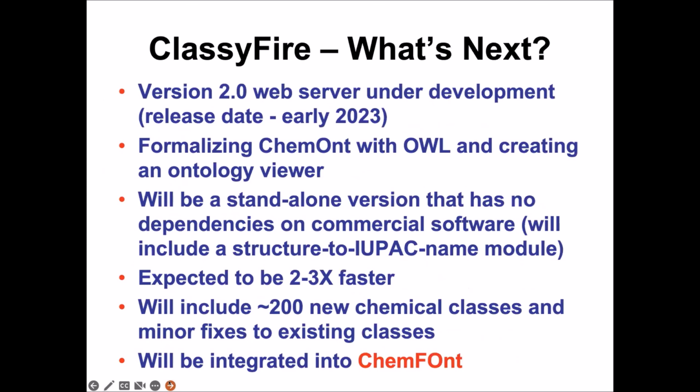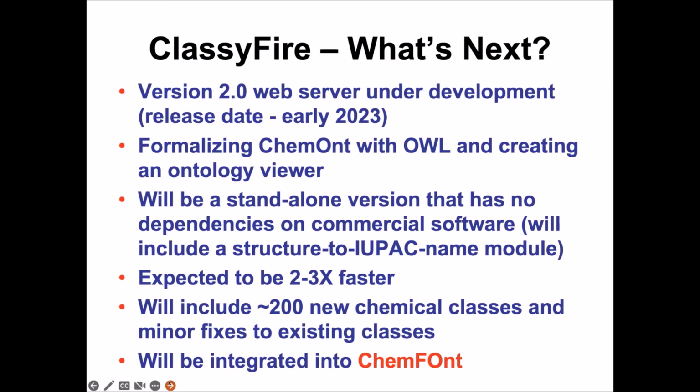Over the next year, we're updating ClassyFire version 2. Hope to release in early 2023. We'll formalize it with an OWL and create an ontology viewer. We are also writing ourselves out of JChem so that it can be a standalone server, so it can be downloaded and people can run it locally if they wish. One of the biggest challenges is to write a structure to IUPAC name converter. All of those are commercial. So we've had to spend the last year or two reading through the IUPAC book and converting everything. This will make it about 2 to 3 times faster. We're adding about 200 new chemical classes and some minor fixes.